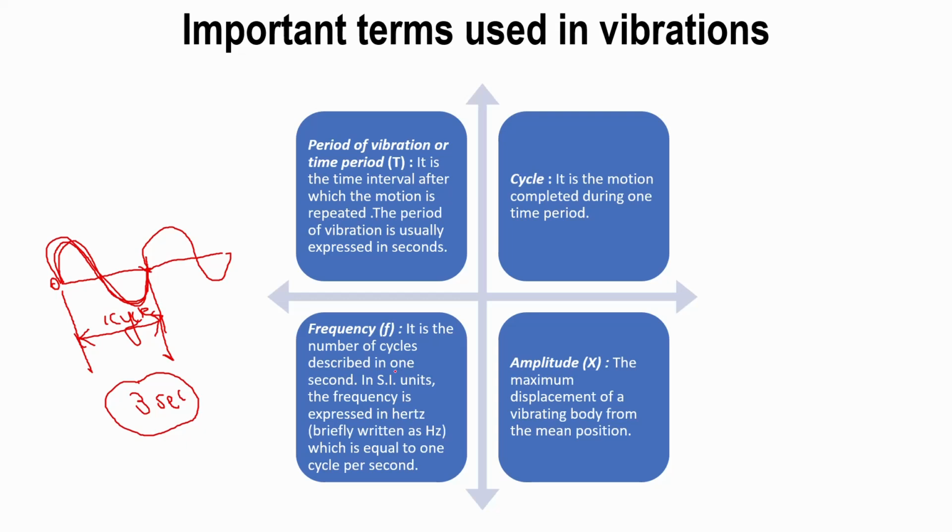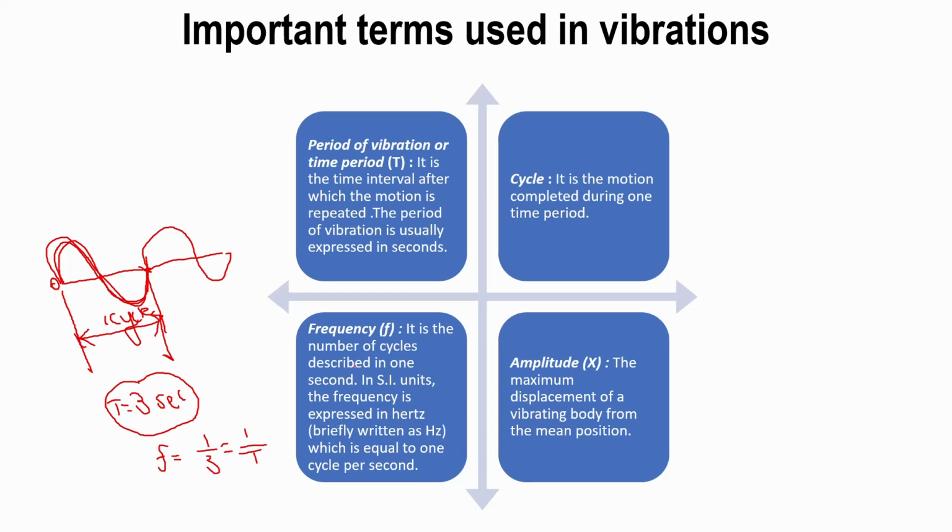Now frequency, it is the reciprocal of this time period. So 1 upon 3, it is the frequency. It is the number of cycles which are completed in 1 second. So this is 3 seconds, this is the total time period. So frequency will be equal to how many cycles they have completed in one time period or in 1 second. So that is known as the frequency of that particular motion.